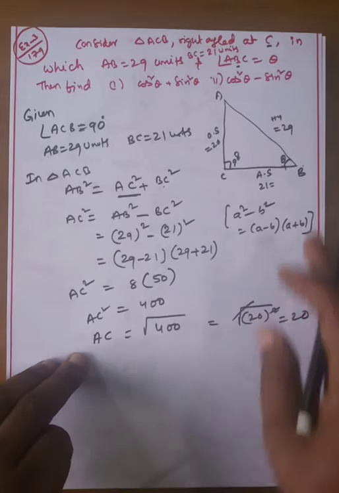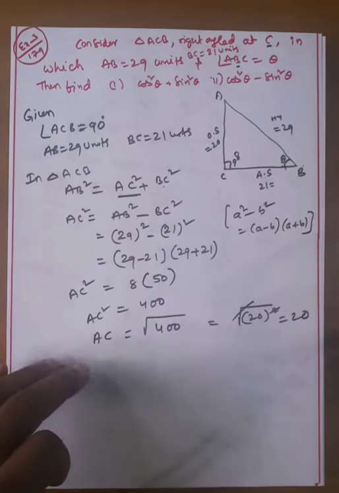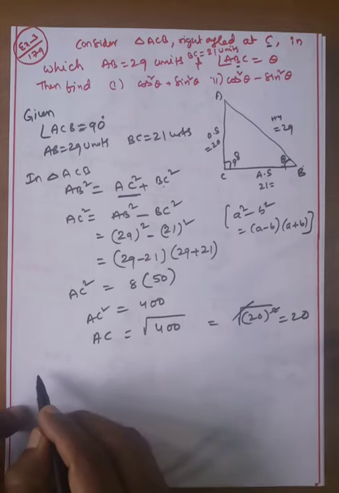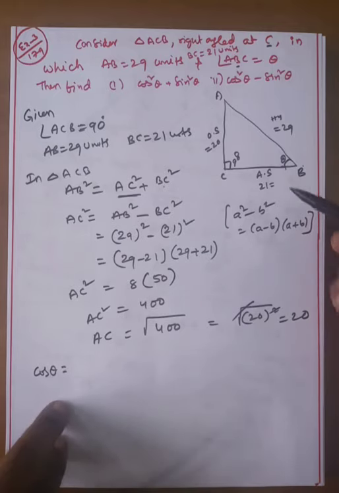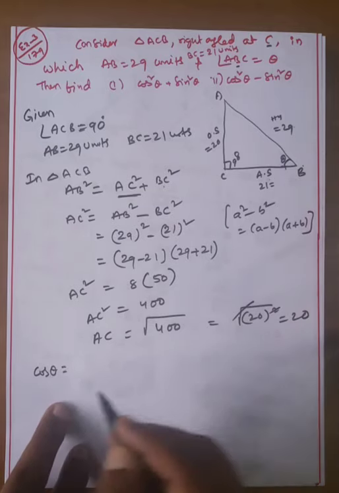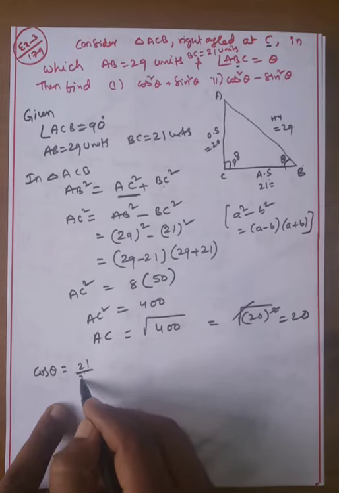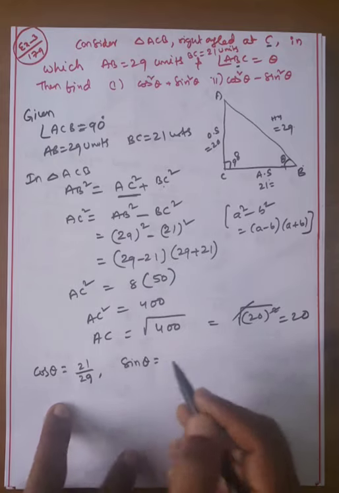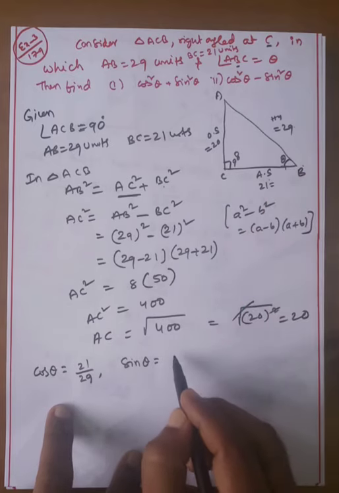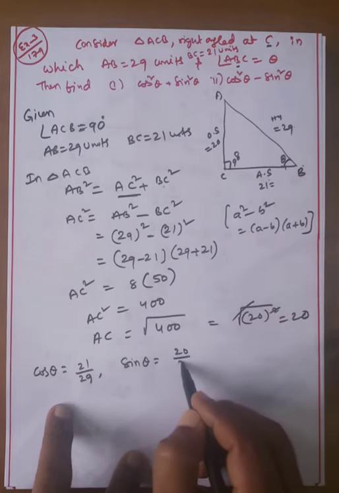Now from this triangle, what about sin theta and cos theta? First find. In triangle ABC, cos theta is equal to, what is the cos theta definition? Adjacent side by hypotenuse, 21 by 29. Now what is the definition of sin theta? Opposite side by hypotenuse, means 20 by 29.